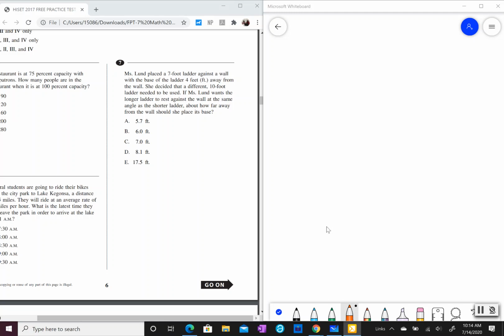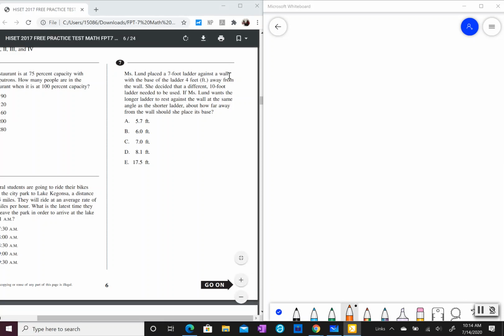My next tip for taking the HiSET is to always draw out or write out your work, especially for math. So here's an example of a problem where it's going to be pretty essential to have a visual of what you're talking about. It says Miss Lund placed a 7-foot ladder against the wall with the base of the ladder 4 feet away from the wall. Just a hint, every single time you have a ladder against a wall, it's forming a triangle.